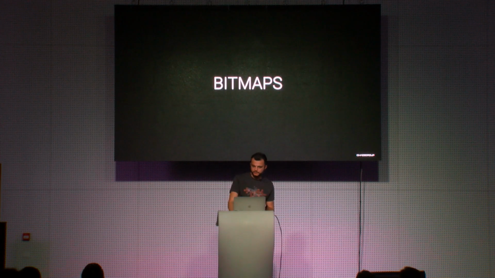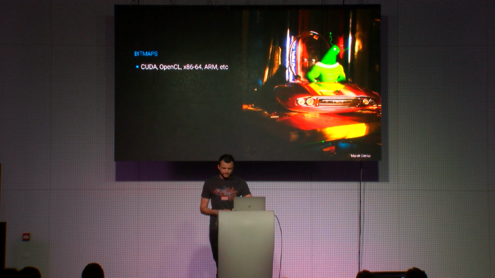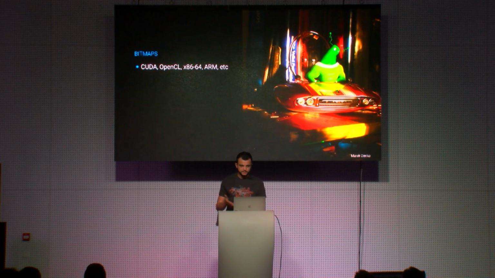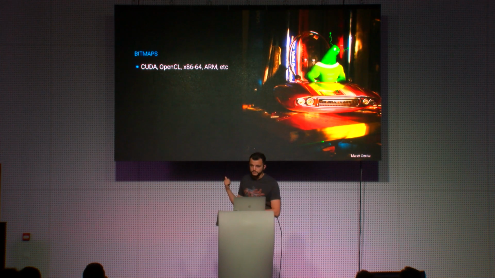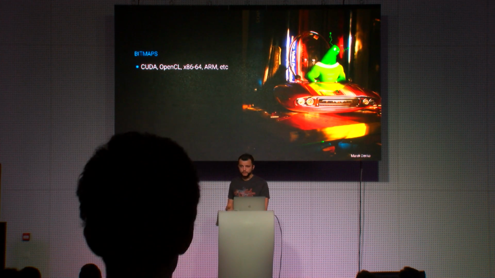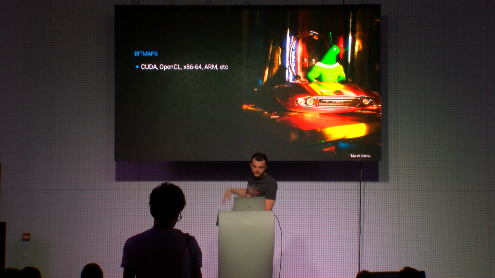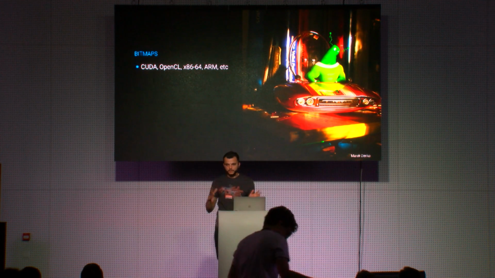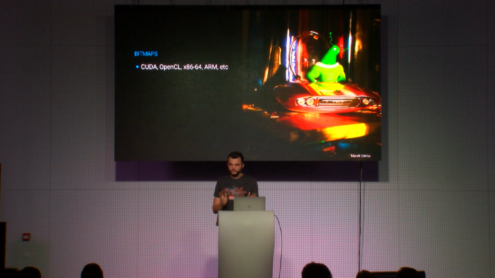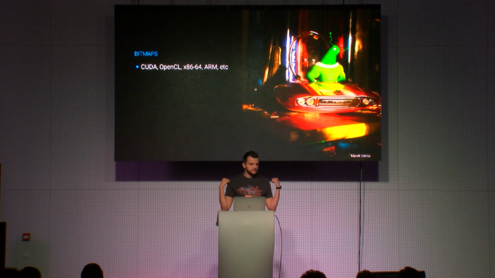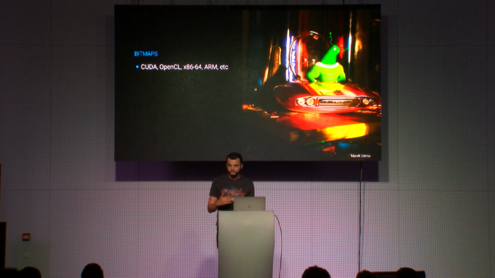So how do we do bitmaps? First, we have to support at least three things: CUDA, OpenGL, and x86-64, and we don't want to limit ourselves to that. In the future, probably whatever happens, ARM or whatever. So the way we do bitmaps should not be limiting us to any kind of hardware. Also, the system that I will talk about, we started writing in 2009 probably, so it has changed quite a lot over the years. And I'll try to go through all of these changes.